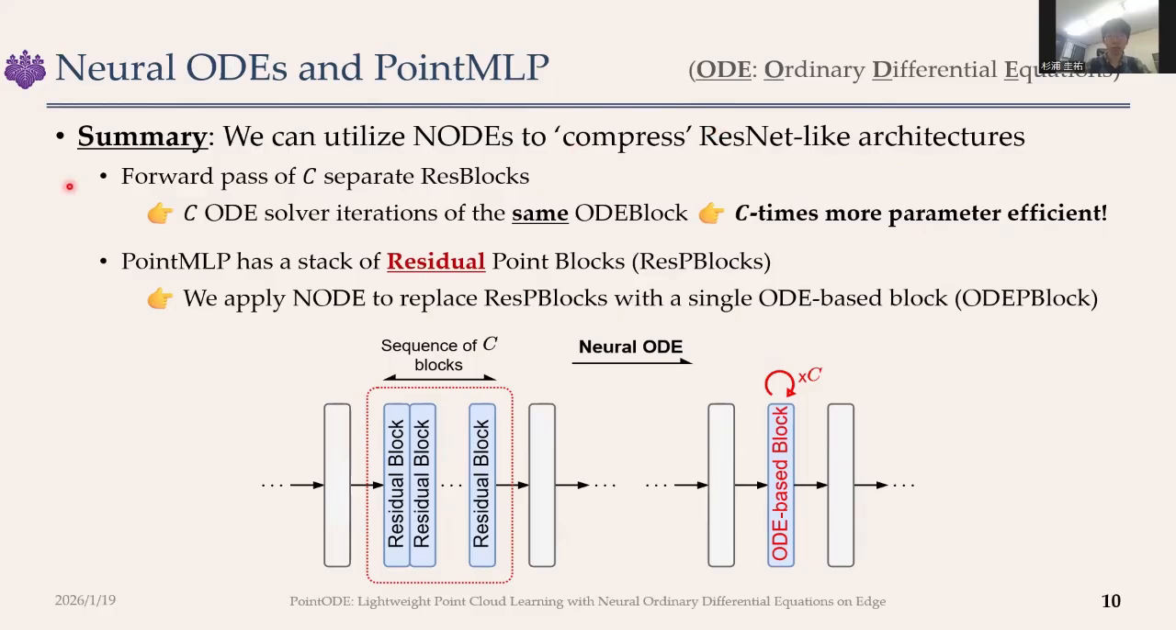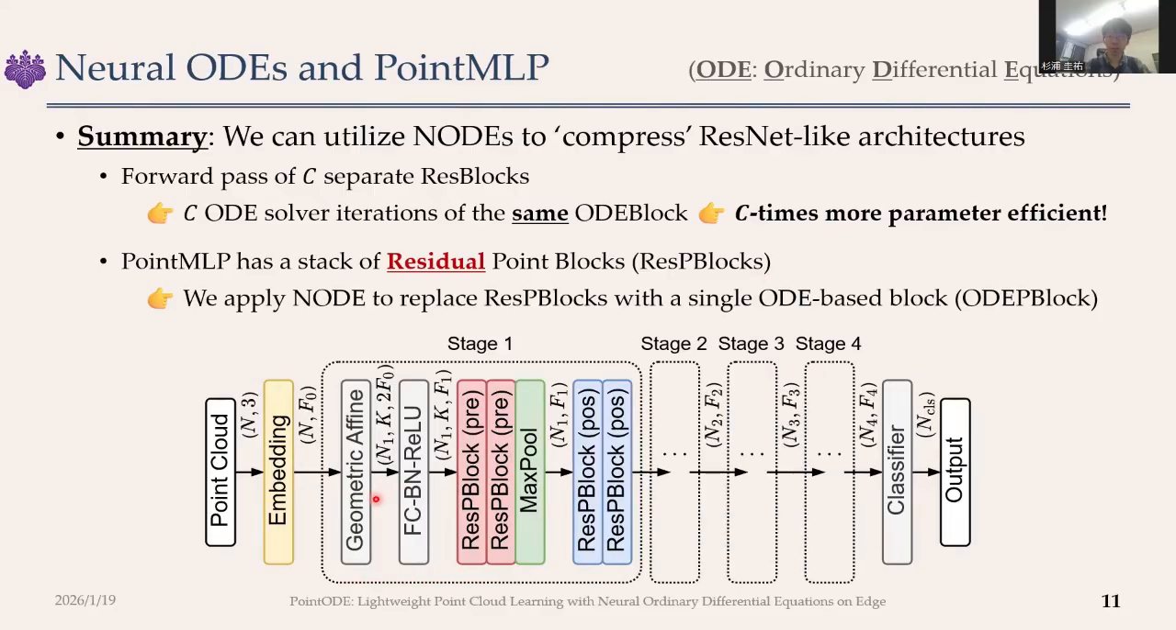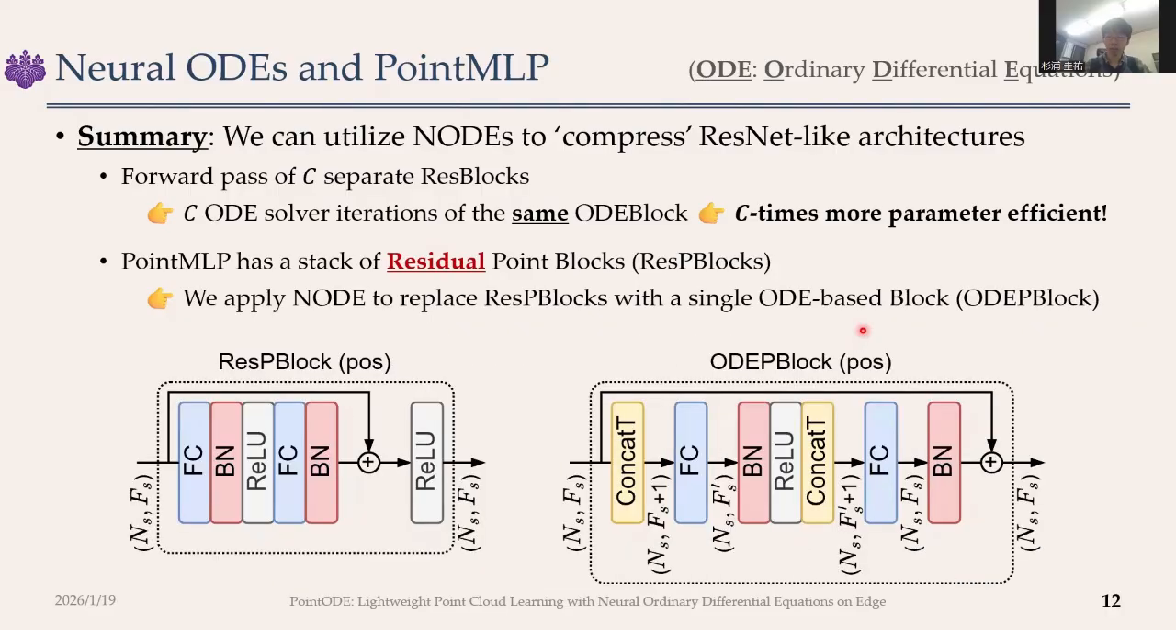The forward pass of C separate res blocks is now replaced by C ODE solver iterations of the same ODE-based block, which is C times more parameter efficient. PointMLP has a sequence of residual point blocks in each stage. This means we can apply neural ODEs to replace these residual blocks with a single ODE block. This ODE-based block has a similar architecture to the original residual block, with minor differences.